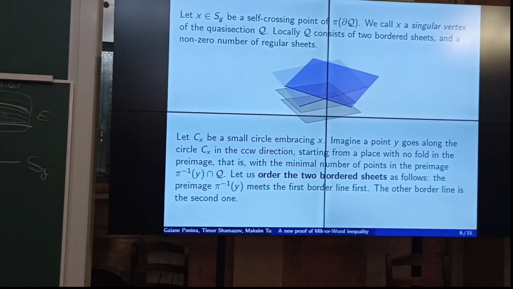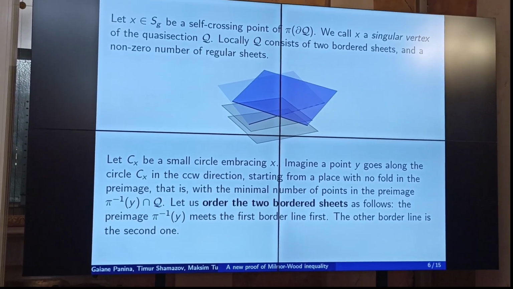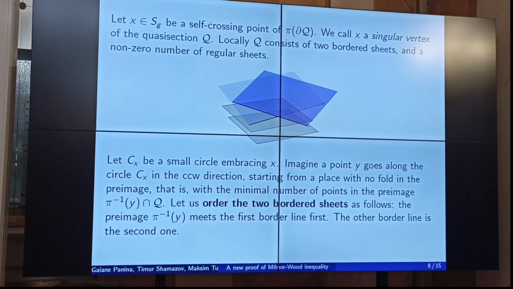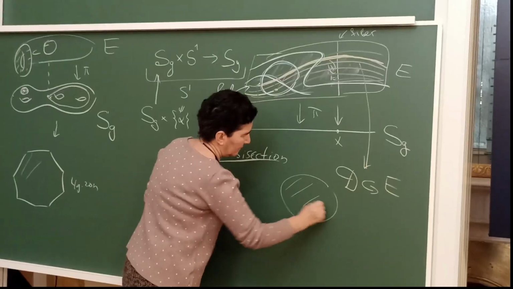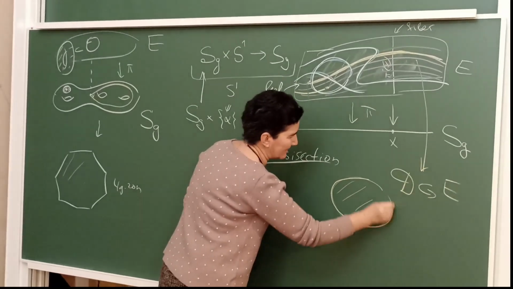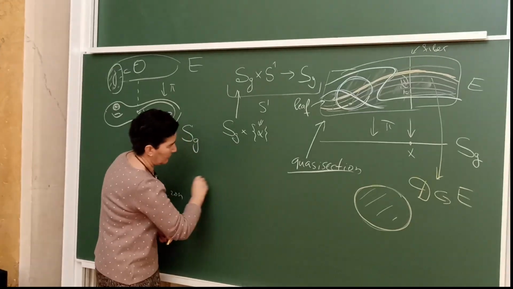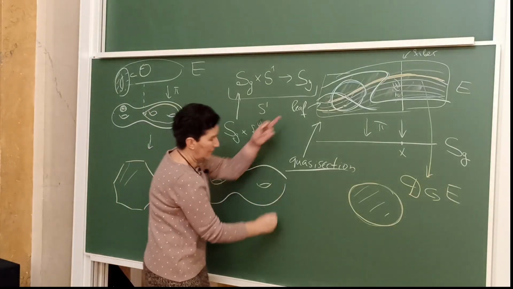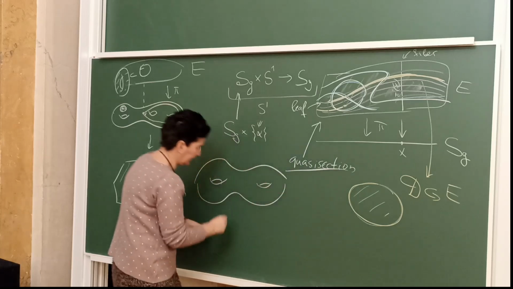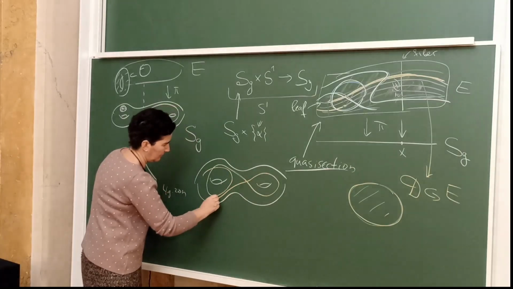So what happens? Our quasi-section, the yellow one, is some disk D, which embeds in E. This is our quasi-section, and the boundary of the disk is some curve. On the base surface, the curve projects somehow, like here, and it necessarily has self-intersections. So this is the projection of the boundary of the disk.